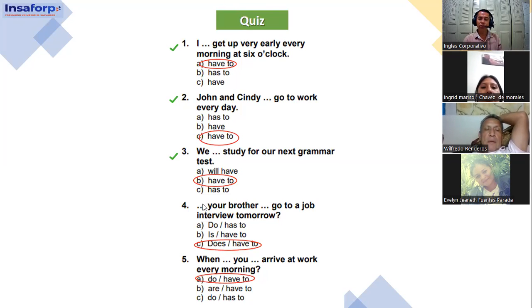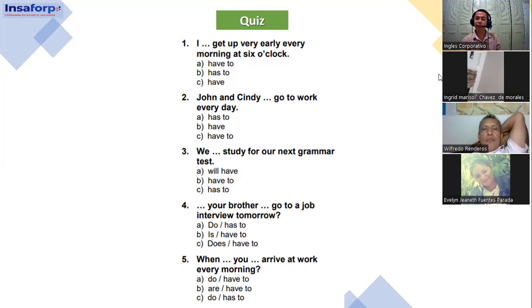Now, let me see. Does your brother have to go? Sorry, Wilfredo. It's letter C. It's correct, right? Wilfredo, don't discredit your classmates. Yes, it's correct. Very good. Thank you, Wilfredo. Now, number five. When do you have to arrive? Yes, it's totally correct, right? Correct. We have 5 points. 5 of 5. Good. Let's continue. This is not over yet.